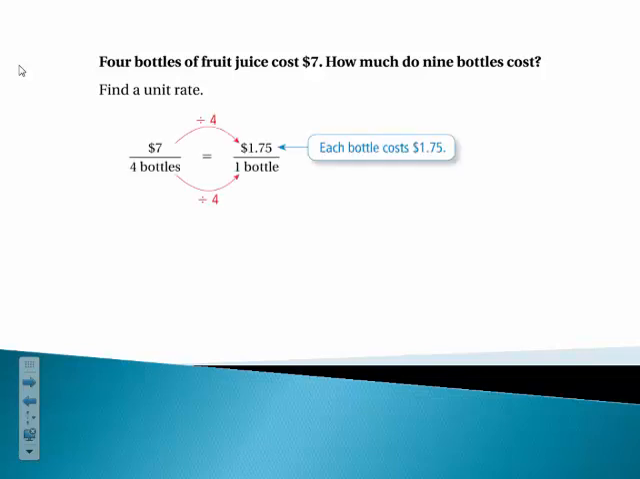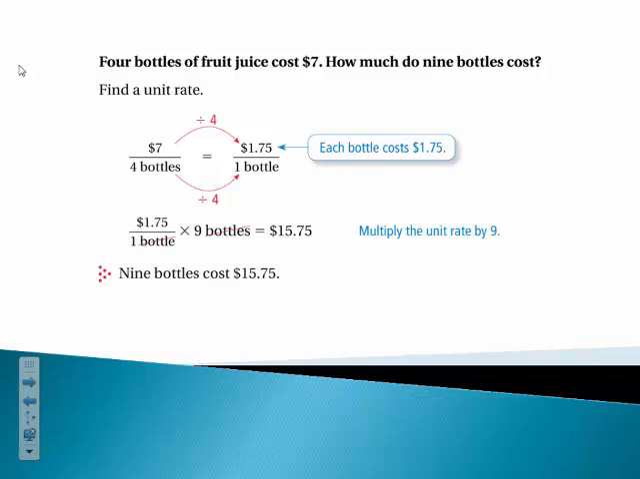So we know that 4 bottles cost $7, and you can divide the top and the bottom by 4 to make it a unit rate. Once we make it a unit rate, all we have to do is multiply that unit rate times 9, because we're not buying 1 bottle, we're buying 9 bottles, and we can get 9 times $1.75 is $15.75.